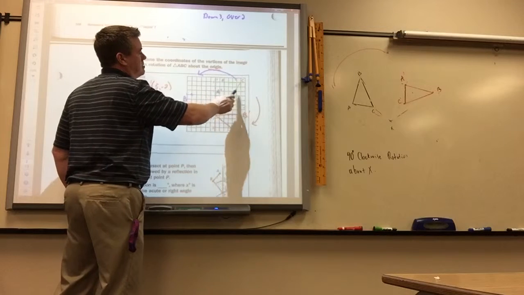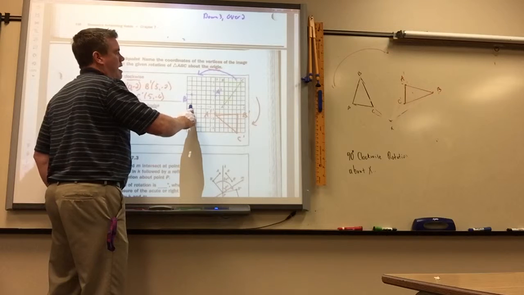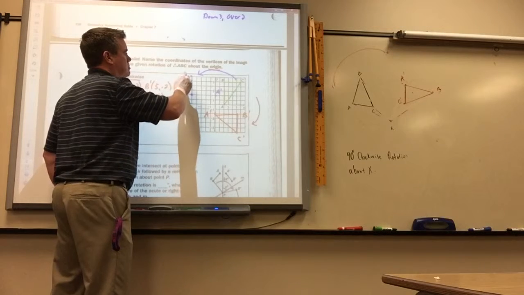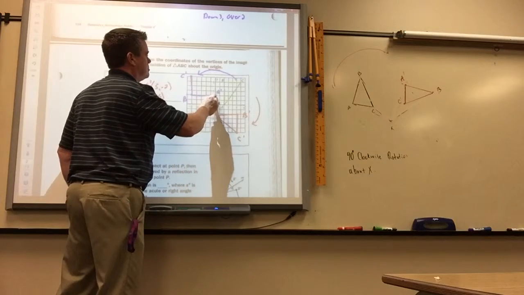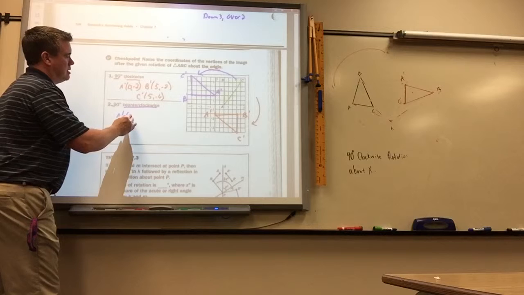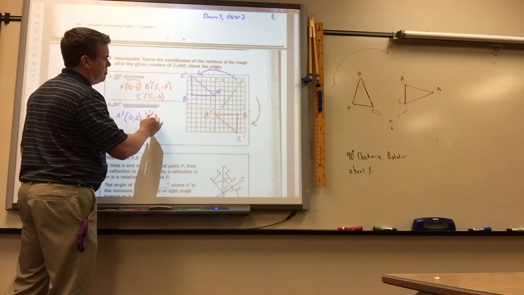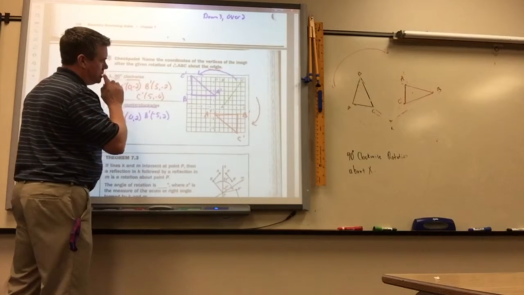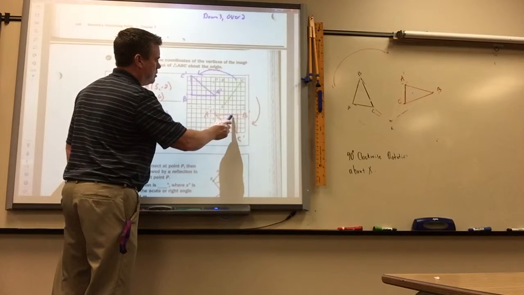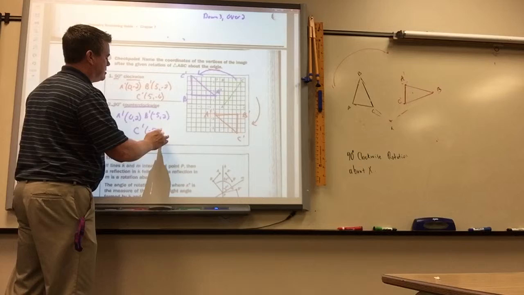C is over 6 and down 5. So instead of down 5, I go over 5, and instead of over 6, I go up 6. Careful. So A prime is (0, 2). B prime is (-5, 2). Is that a little shorter? Like, one square is on the edge. 1, 2, 3, 4, 5. 1, 2, 3. Oh, no, no. Nope, they're the same. Never mind. And C prime is left 5 and up 6.